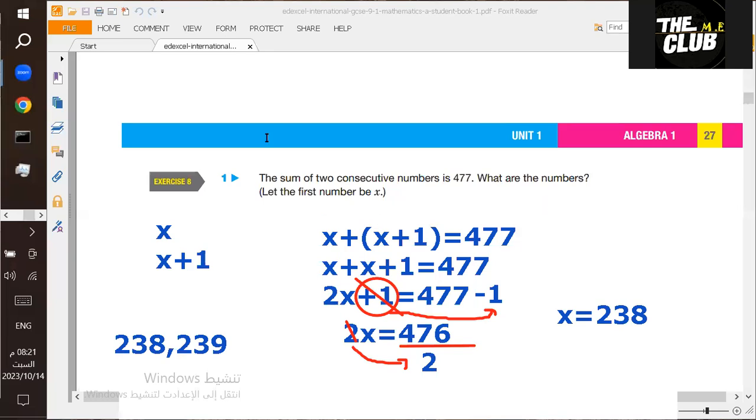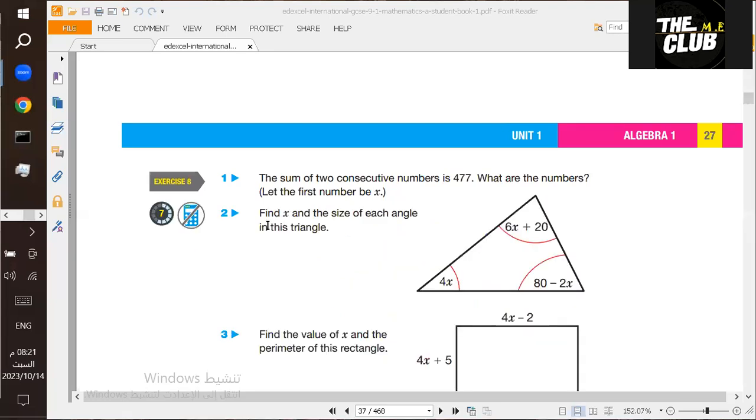Now, let's move on to the next question. Same idea. As I said, we're just going to put the equations. We don't have to solve these, but I'm going to solve these only for you, the ones that have consecutive numbers and stuff like that.